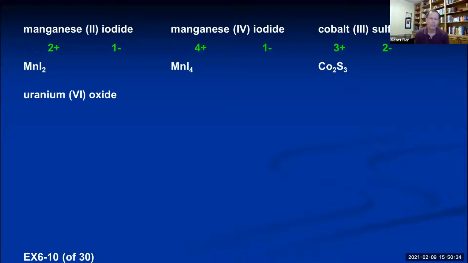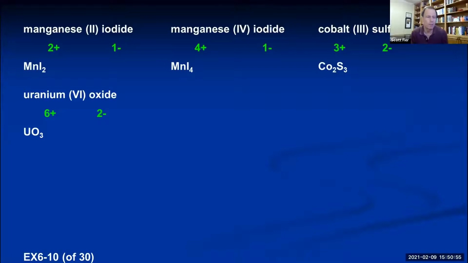If we look at this one, uranium(VI) oxide, they're telling you the uranium ion in this compound is +6. From the periodic table, the oxide ions are always -2. You figure out the least number of ions of each that will make the charges add up to 0. If you had 3 oxides, they would add up to -6. So this formula has to be UO3.